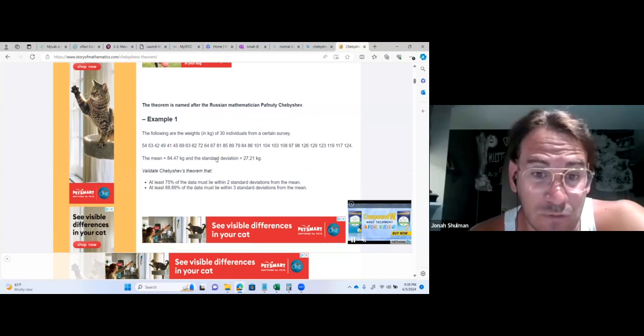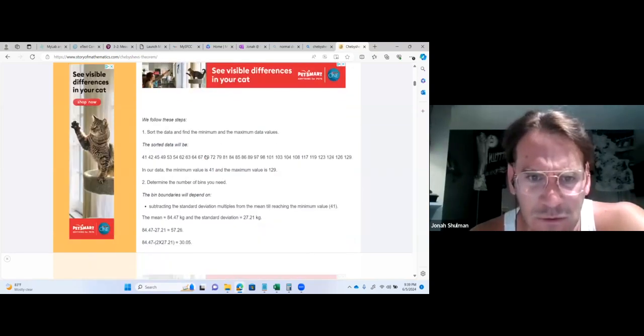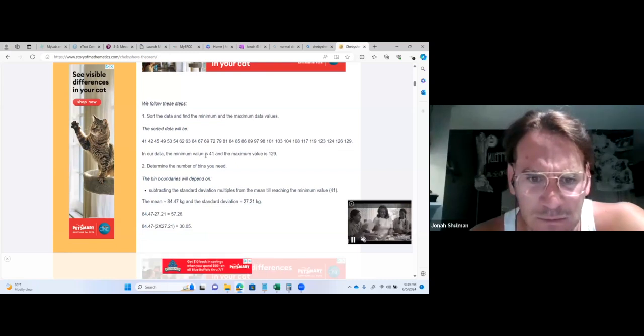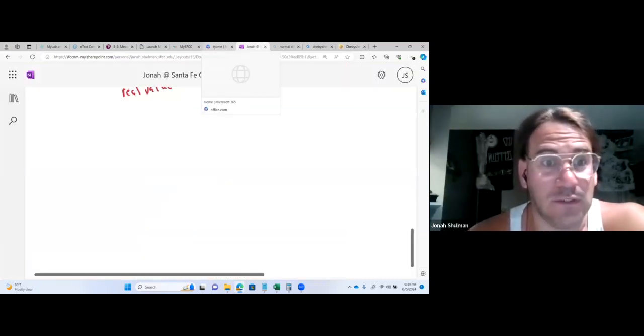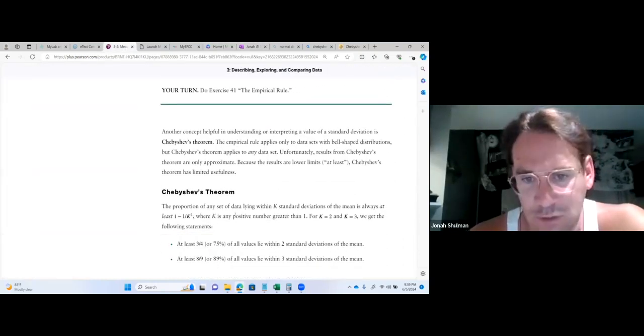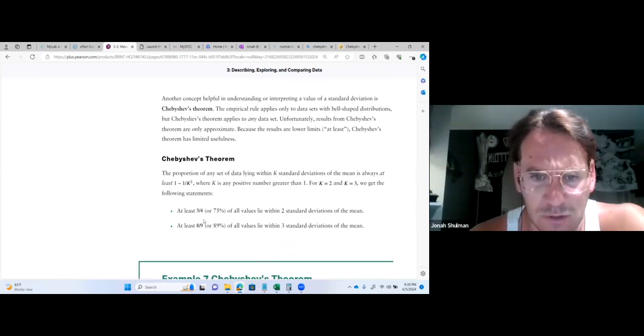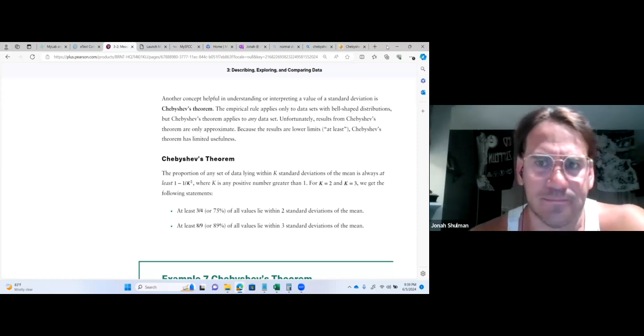I'm assuming we just use the formula. We have the mean, the standard deviation, and sort the data. Cool. All right. I haven't seen this one before, but I think it's interesting as usual. It's 1 minus 1 over k squared, where k is a positive number greater than 1. For k equals 2 and k equals 3, we get these things. So I might as well show you how they got this. 75% lies within 2. All right, let's check it out.